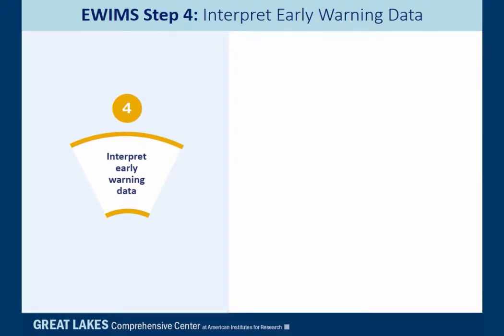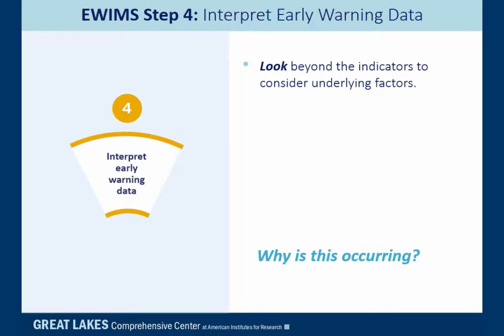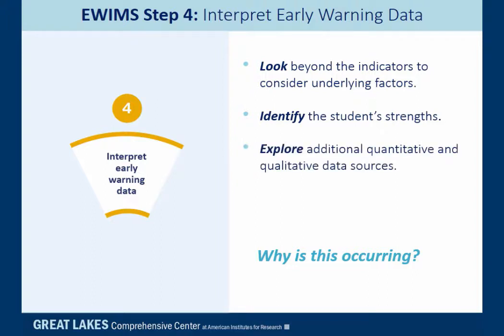The EWIMS process uses data and educator expertise to understand the underlying causes of risk behind the flags. This is done by looking beyond the indicators and considering underlying factors, identifying student strengths, exploring additional quantitative and qualitative data, and determining potential underlying causes of risk. Additional perspectives on a student can be helpful, because underlying causes of risk are not always quantifiable.